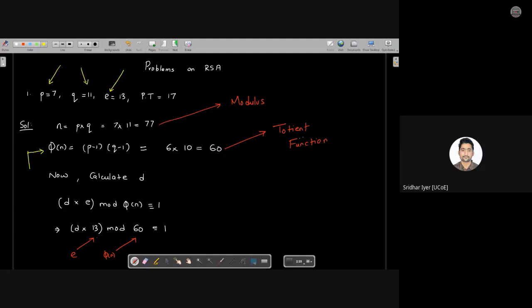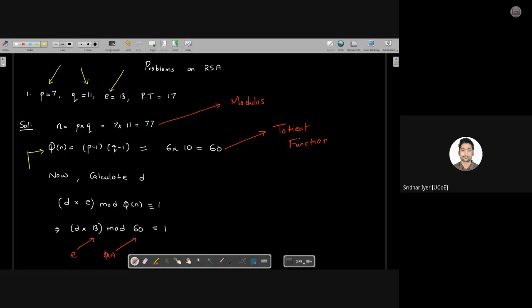Am I clear? Kindly give me responses. Let me get your answers, then I will move ahead. Yes or no? Do you know what exactly phi of n is? A division, B division, kindly give me your answers. Correct? It is Euler's totient function, yes or no? Fine.